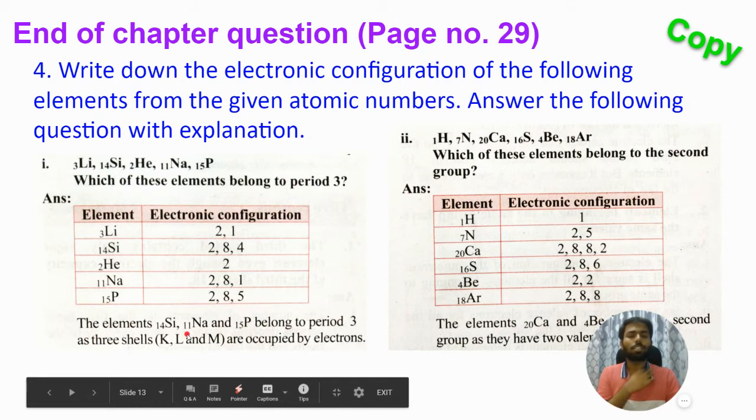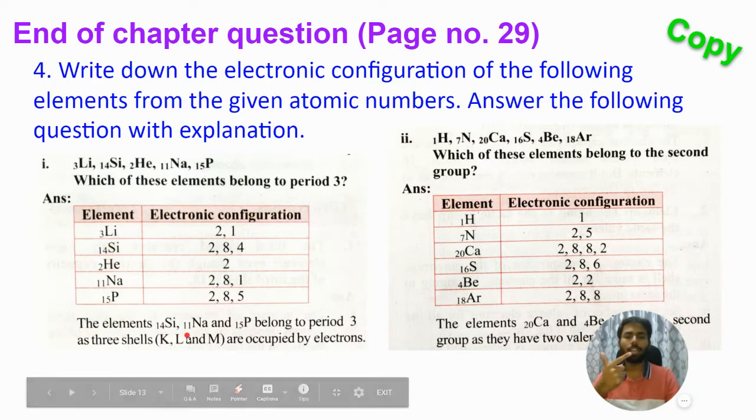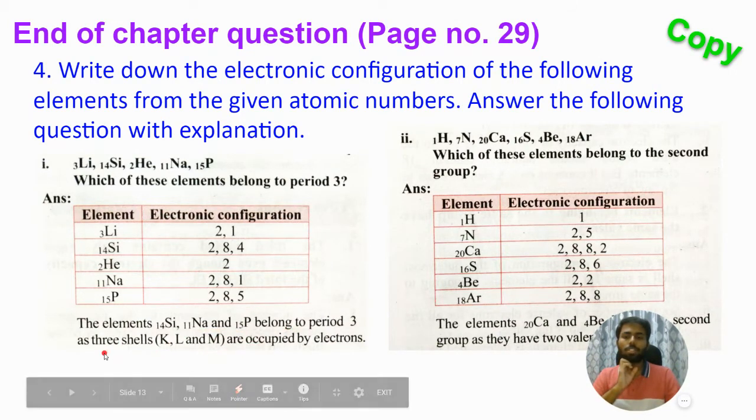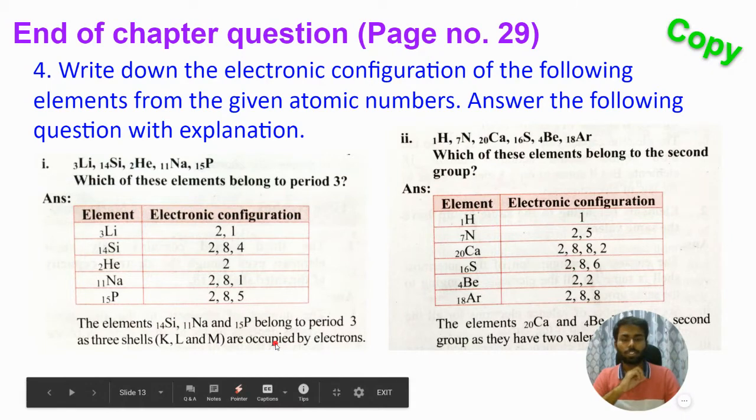K, L, M, N. KLMN is the names of the shells. Okay, the first shell is named K, the second shell is named L, the third shell is named M, the fourth shell is named N. I don't remember the name of the fourth shell. Okay, but these are the names of shells. So what is the reason? Because 3 shells are occupied by electrons. That is why all of these elements belong to period number 3. So the explanation is important here. Explanation will have separate marks.